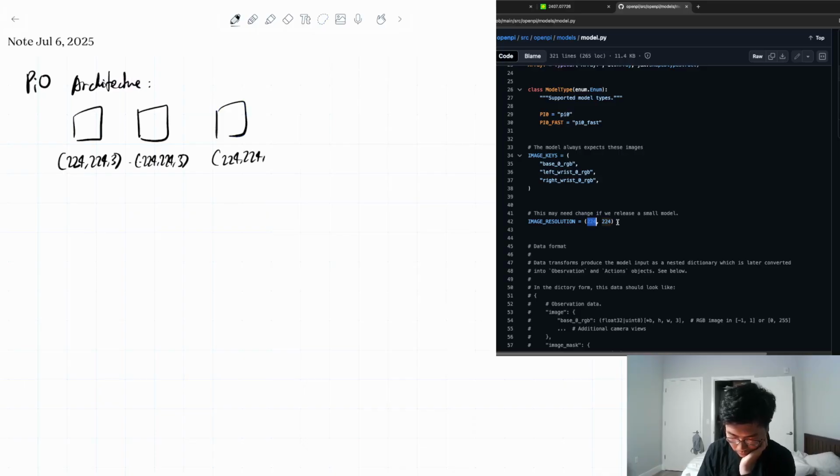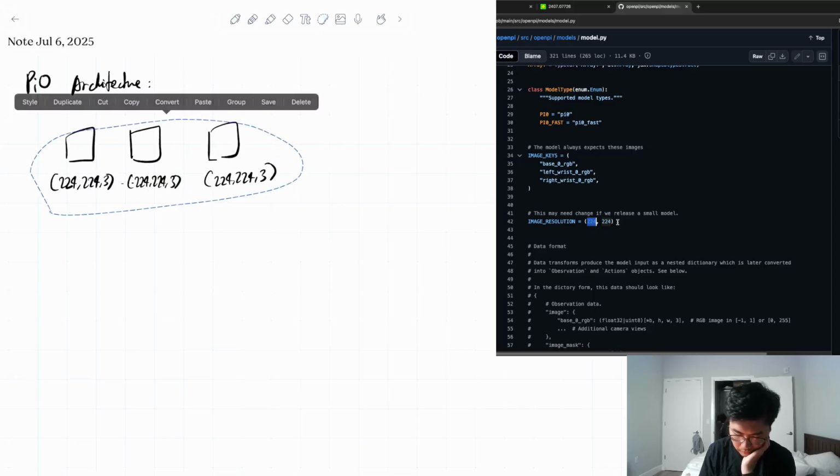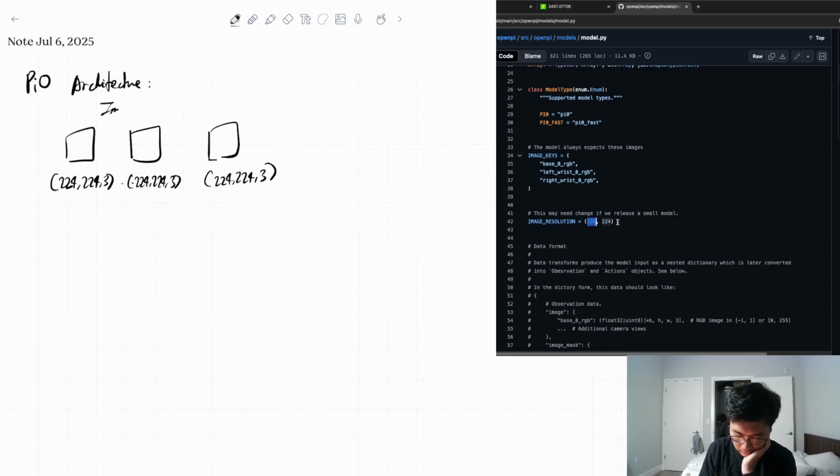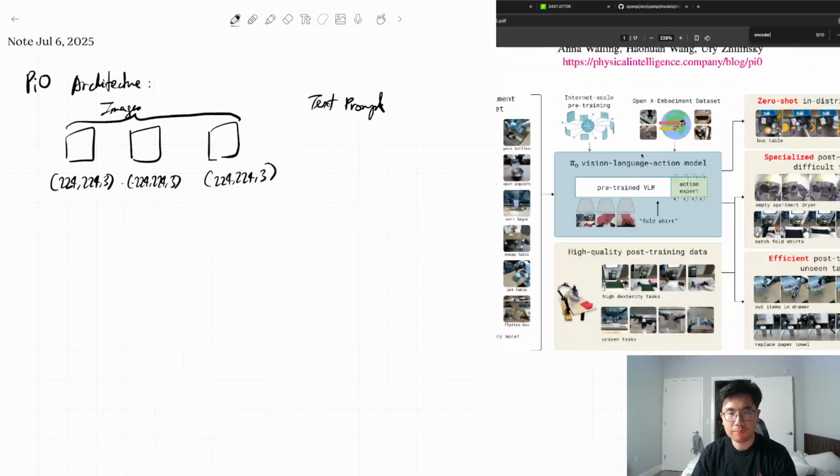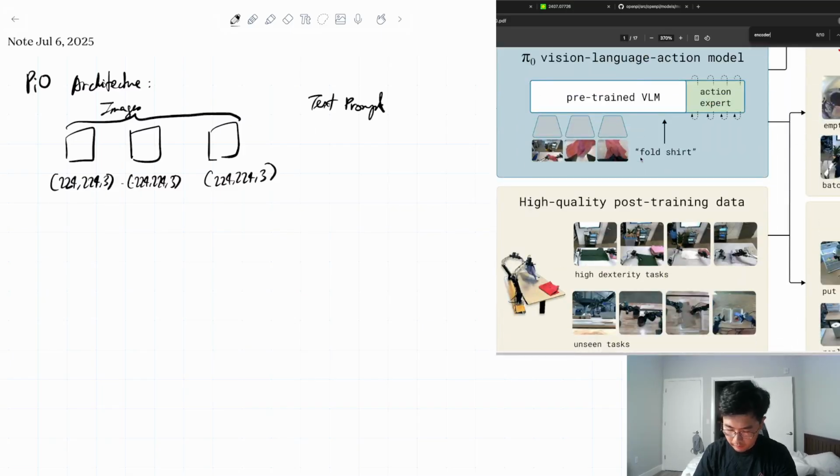224, 224, 3, right? And so these are your images. And then you have your text prompt. So for example, in their example, they have "fold t-shirt." They also have your proprio state.